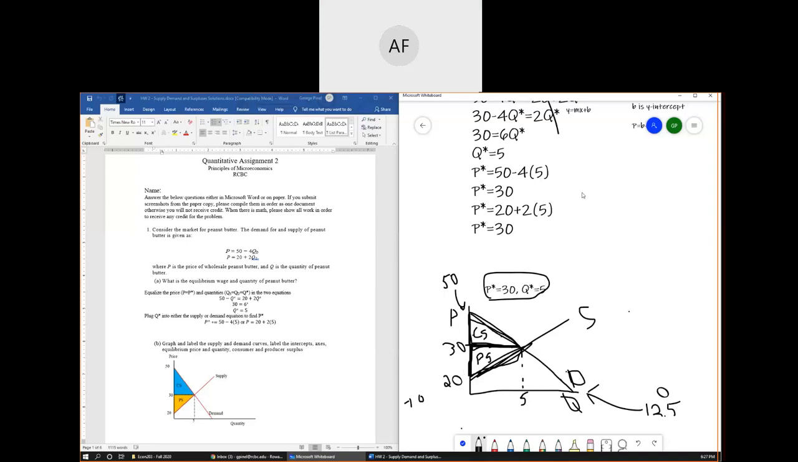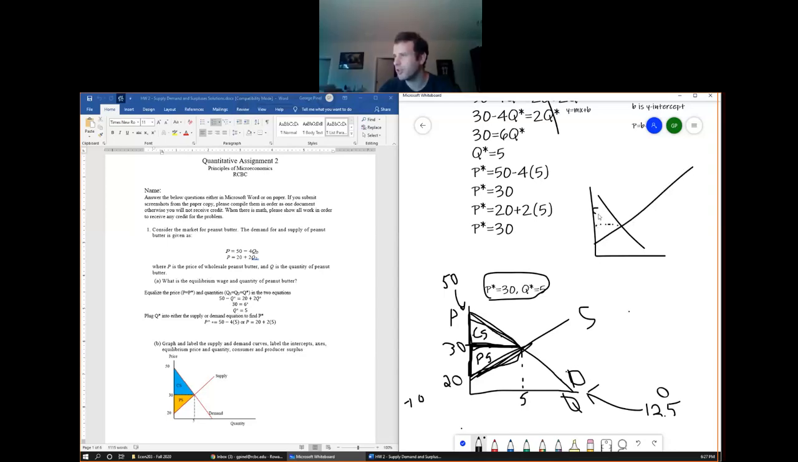Okay, but the ultimate thing is, if you see a graph and you have an equilibrium price, above it's always going to be your consumer, below it's always going to be your producer. So consumer surplus is the difference between the demand curve and the equilibrium price. Producer surplus is the difference between your supply curve and your equilibrium price. All right? So that's the key takeaway there.